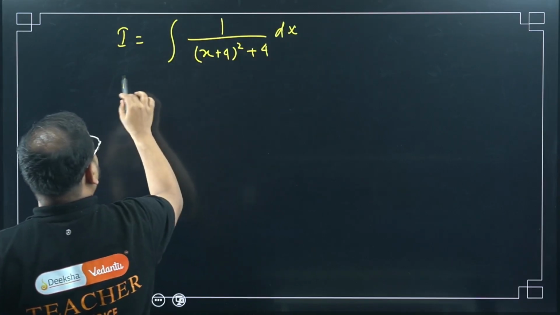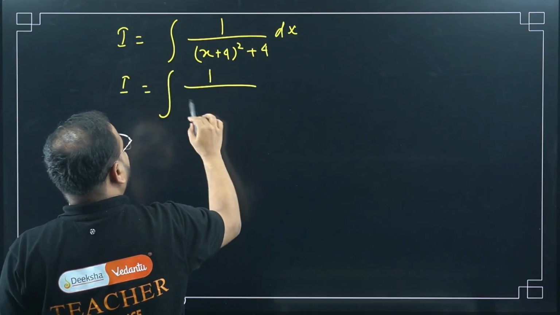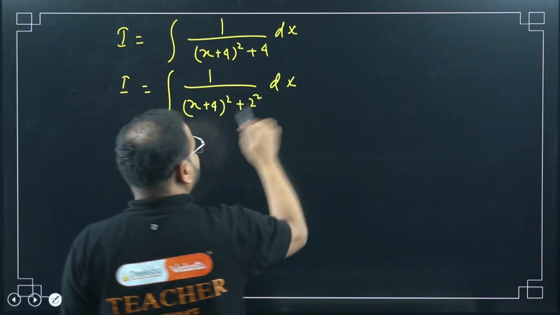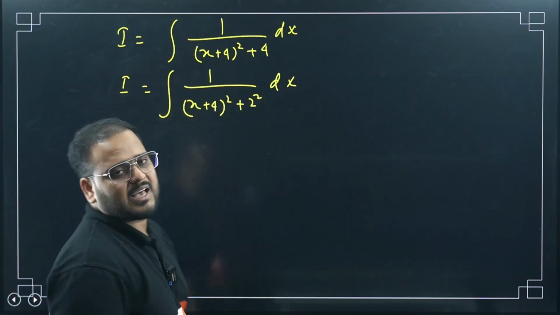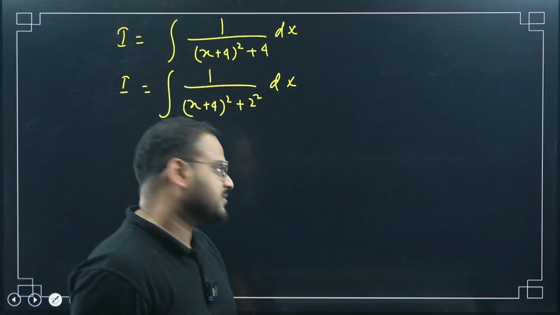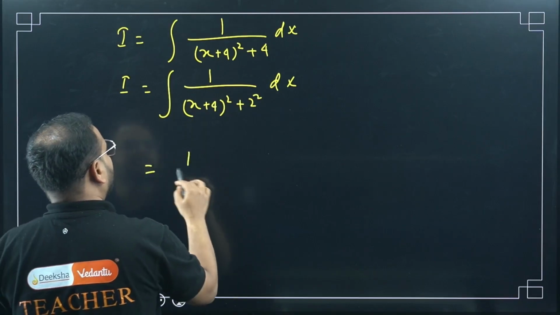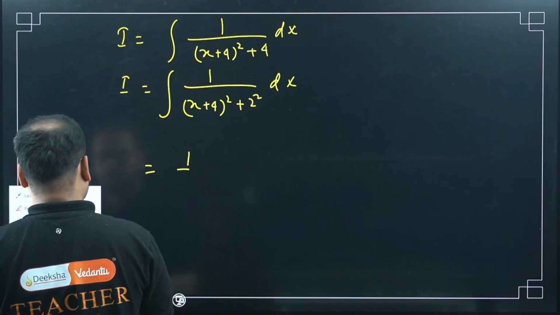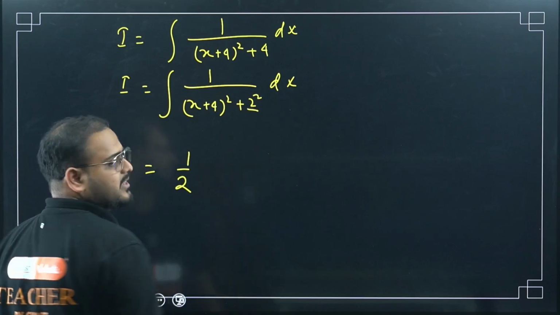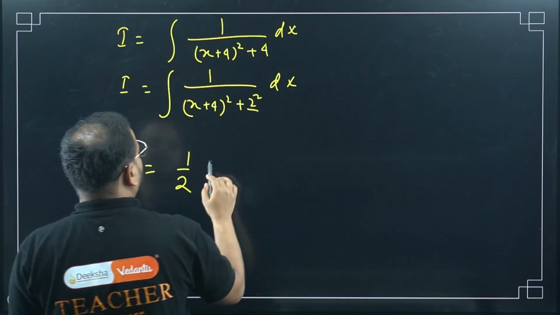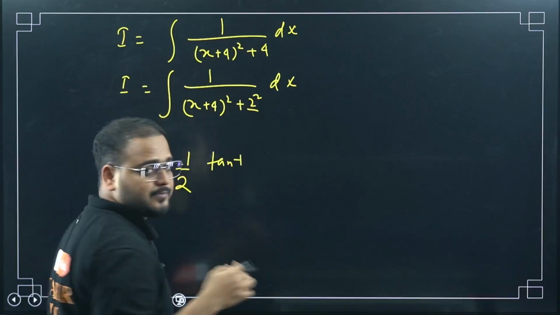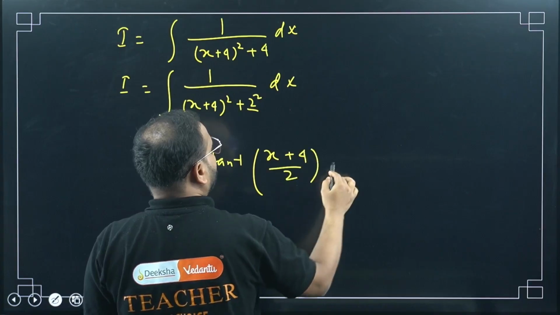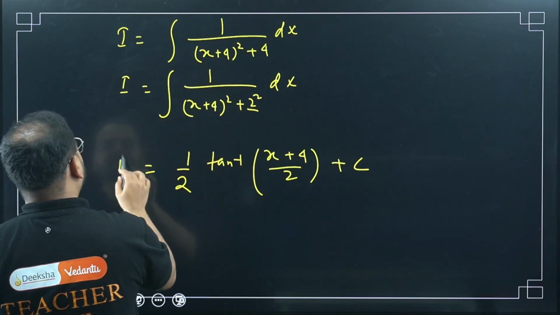dx. So this can be written as 1 by (x plus 4) the whole square plus 2 square dx. Which form is this? Sir, 1 upon a square plus x square, tan inverse of x. So I'll write it as 1 by a. What is my a in this case? a is 2. Tan inverse of x by a, what is x? (x plus 4) by 2 plus c will come. This is my final integral.